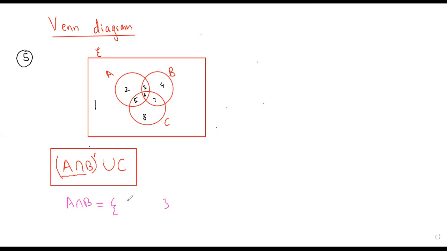Yes, ma'am. I was about to say 2, 3, and 4. No, in A intersection B. What elements do we have in A intersection B? Ma'am, in the middle we have 3 and 6. Very good. Well done, both of you.